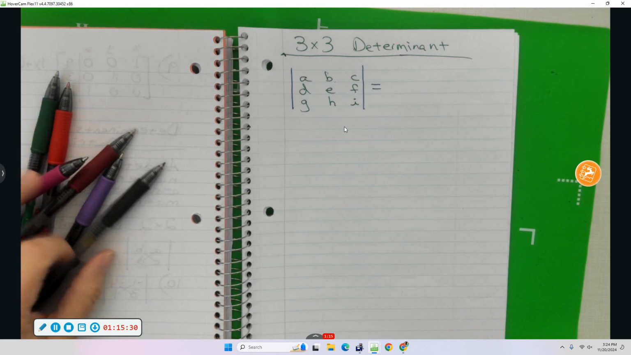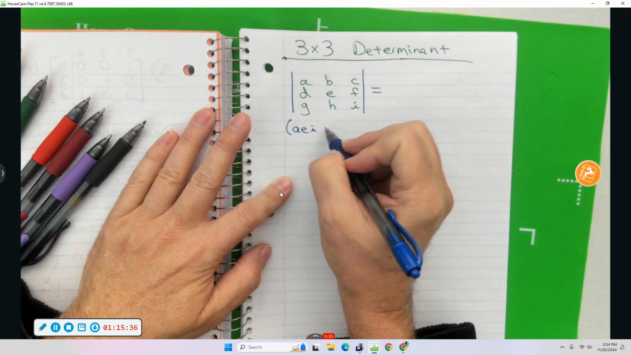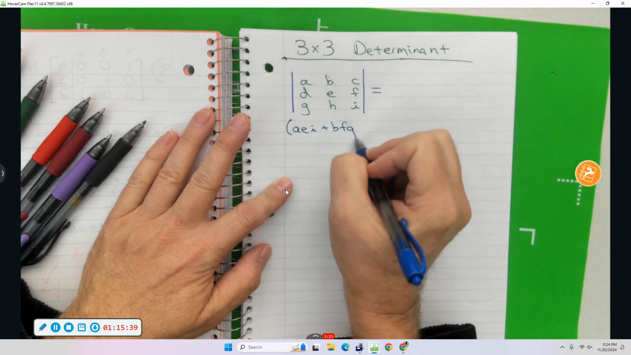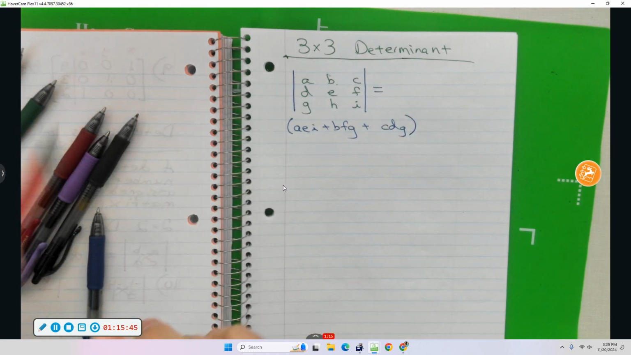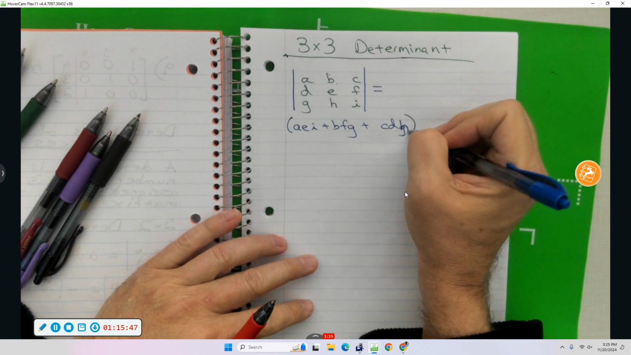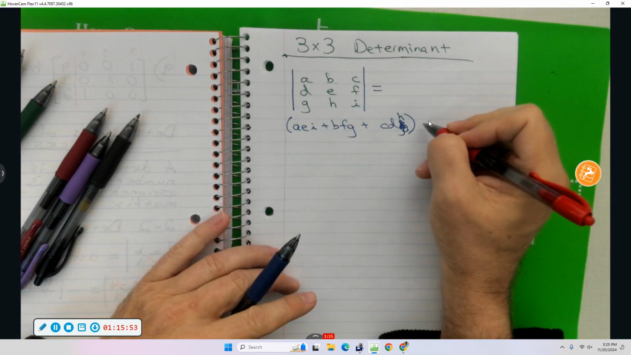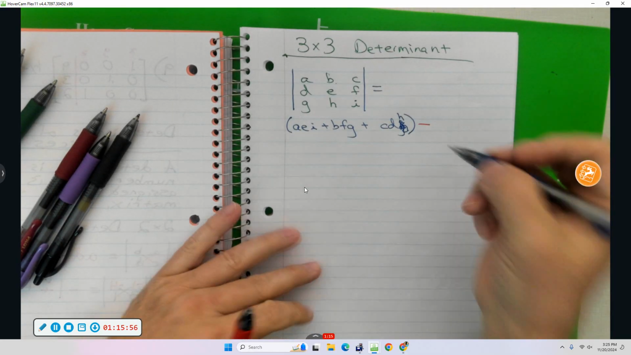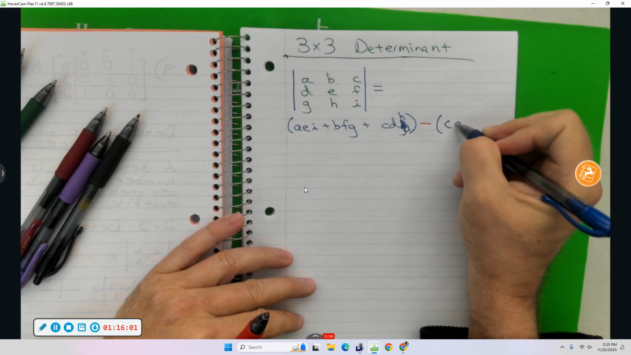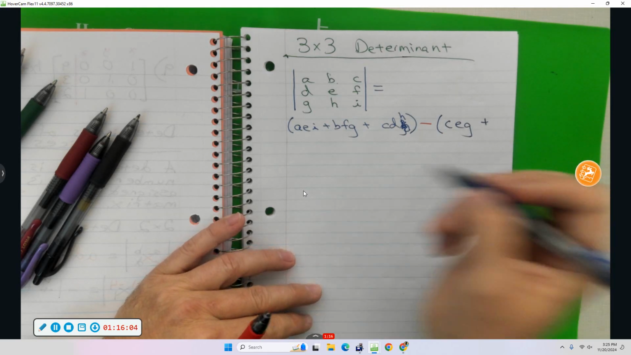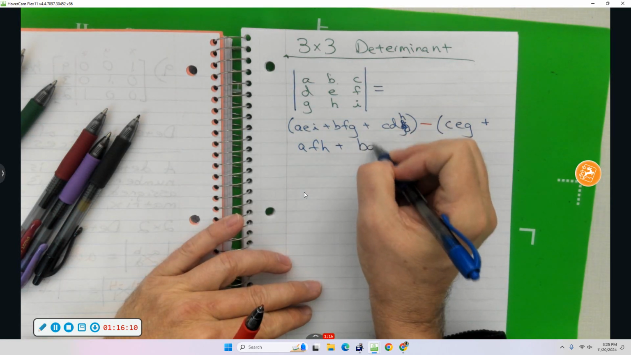Here's the formula. It's left parentheses, A times E times I plus B times F times G plus C times D times H, close parentheses, minus, open another parenthesis, C times E times G plus A times F times H plus B times D times I.